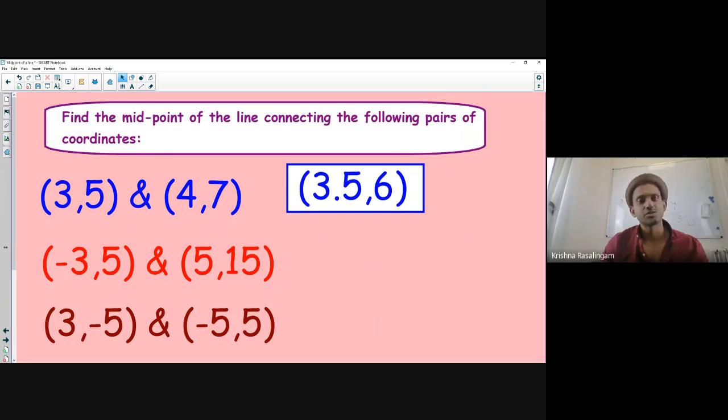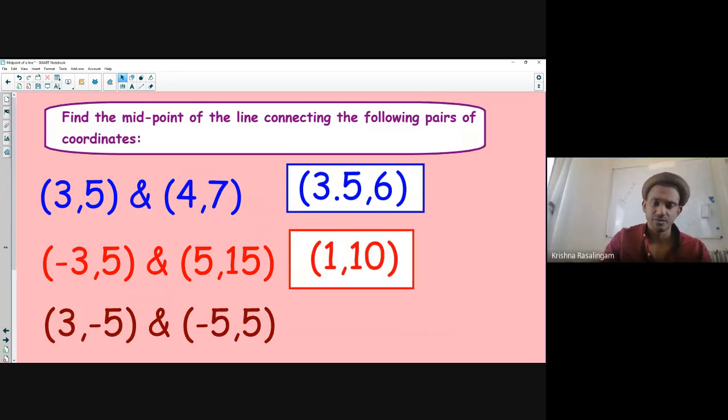Second one, -3 plus 5 is 2. Half of 2 is 1. 5 plus 15 is 20. Half of 20 is 10. Hence the midpoint is (1, 10).